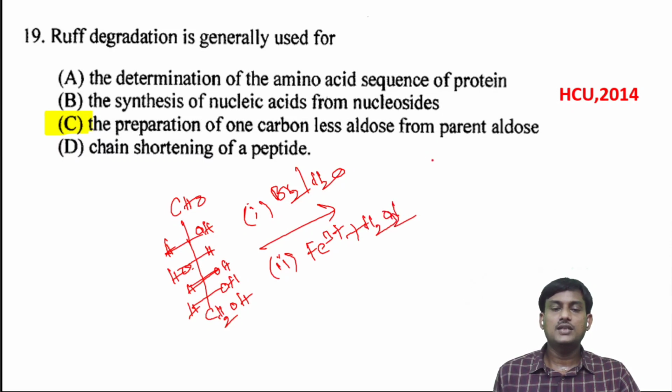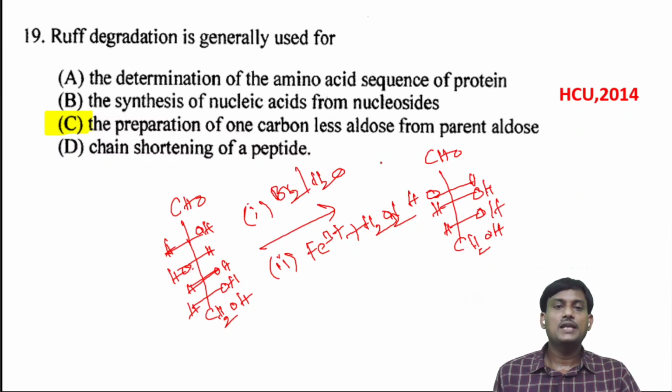We will get D-arabinose. This is the product we will get, CHO, CH2OH, and here there is a decrease in chain length of aldose. So this is the preparation of one-carbon-less aldose from parent aldose. This is the correct option.